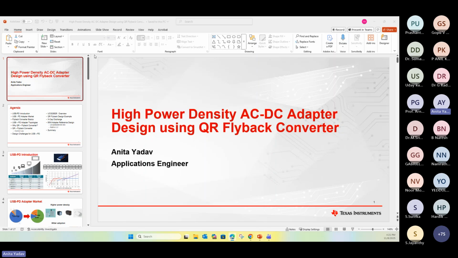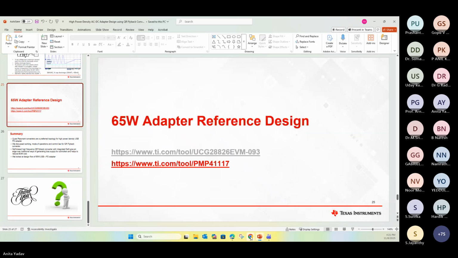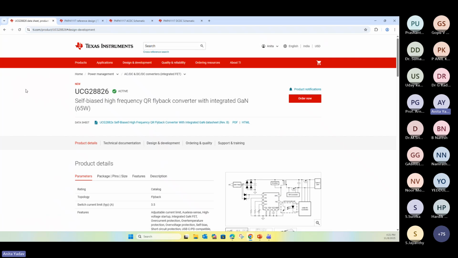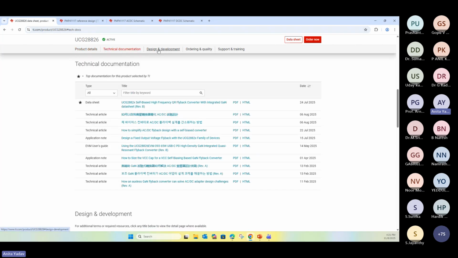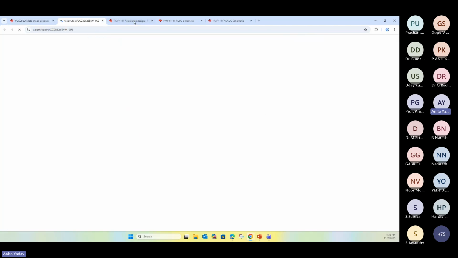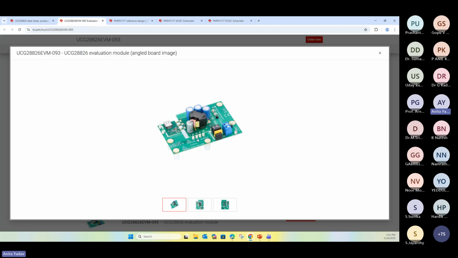So I have the link open already, but if you Google directly, you will get the UCC28826 data sheet available here. And then when we go into its design and development section, you will find this EVM UCC28826, and this is the board final design.